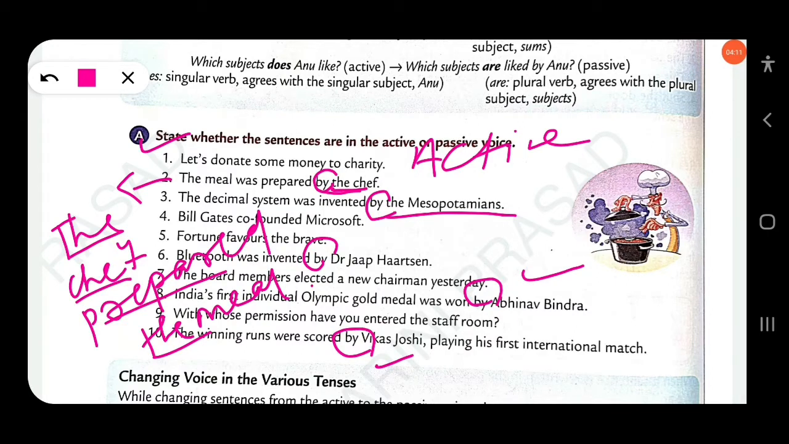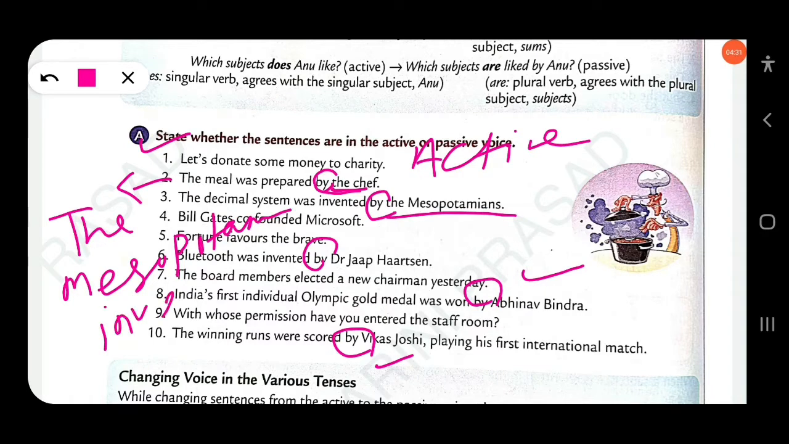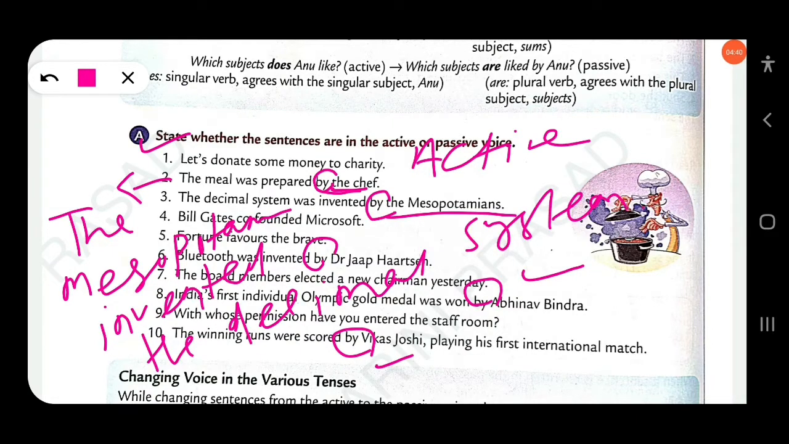Then the next question: the decimal system was invented by the Mesopotamians. This is passive voice, so you can also change it into active voice. You can write: the Mesopotamians invented the decimal system. Here the subject performs the action. The Mesopotamians invented the decimal system.